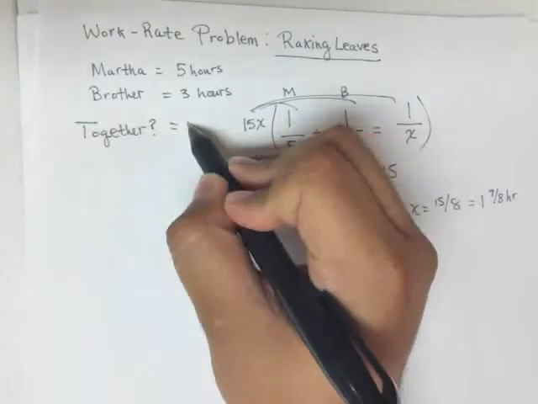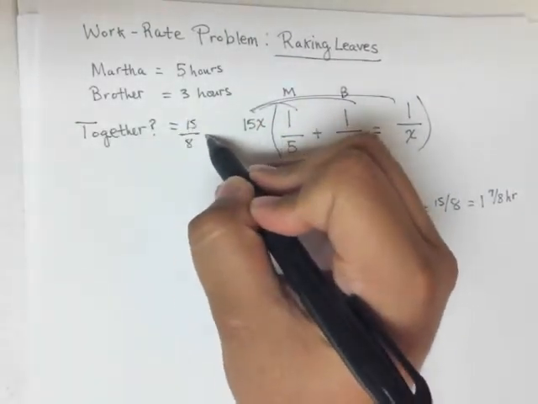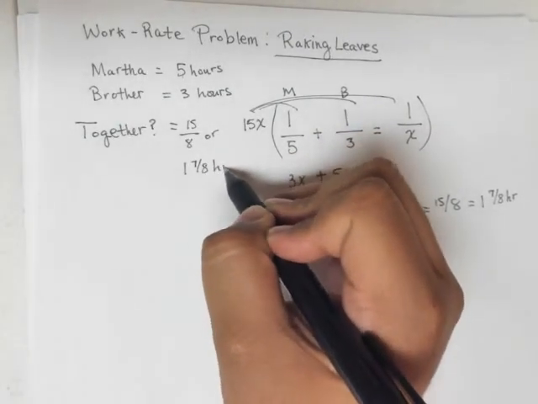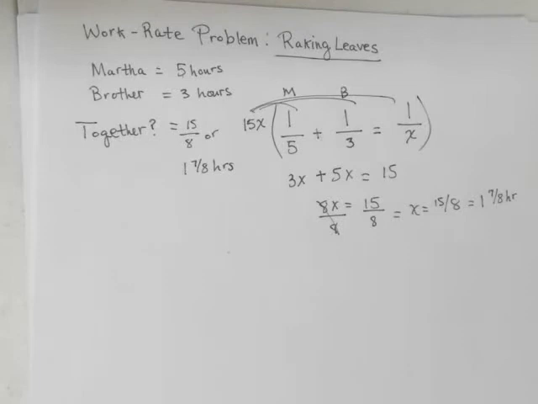So 15 out of 8 is the answer, or 1 7/8 hours. Naturally, if they do the job together, they're going to save some time. So this is a classic example of what we call the work rate problem.